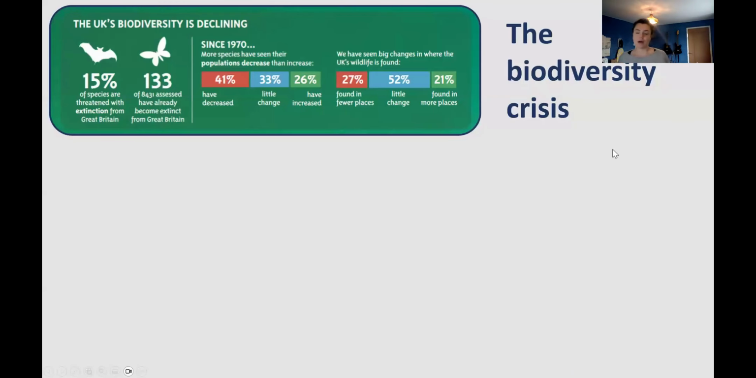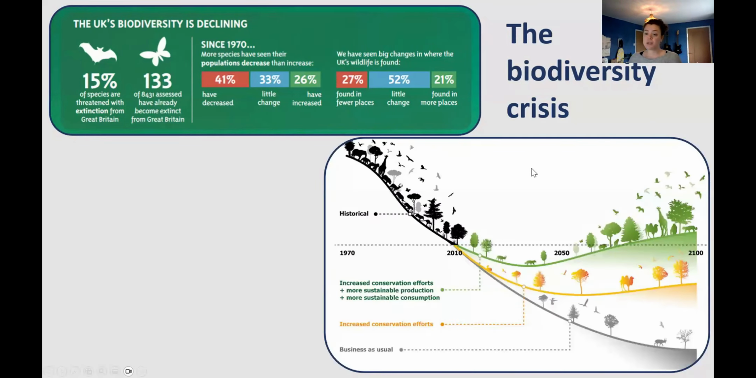So, as we all know, globally biodiversity is declining, and this is true for the UK as well. According to the latest State of Nature report, more than 40% of UK species have seen their populations decline, and we find wildlife in fewer and fewer places. Now, in order to bend this curve of biodiversity loss, we need not only increased conservation effort, but also a fundamental change in our production and consumption patterns.